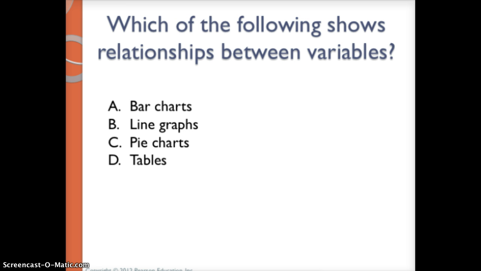Okay, let's test your knowledge again. Which of the following shows relationships between variables? Is it A, bar charts, B, line graphs, C, pie charts, or D, tables? Hopefully you said B, line graphs.